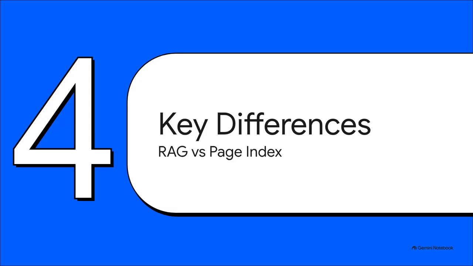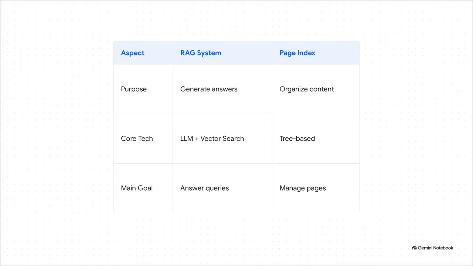Okay, let's bring it all together. Section 4, key architectural differences. If we put these two in a head-to-head table, the contrast is stark. For core tech, RAG relies on dynamic large language models and vector search, whereas a page index depends on a static tree-based structure. Consequently, their main goals completely diverge. RAG's mission is to answer user queries with real-time external data. A page index's mission? Simply to manage and navigate a structured layout of web pages.